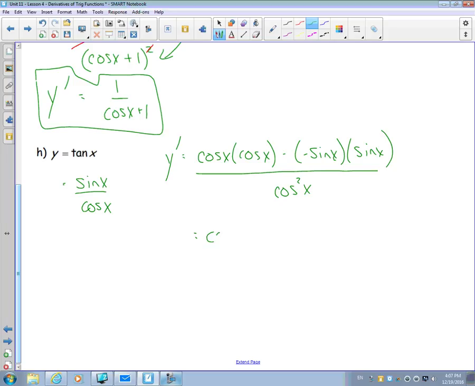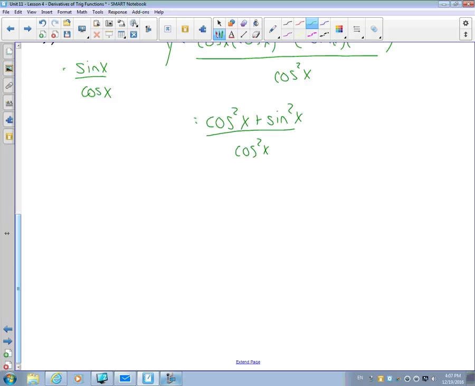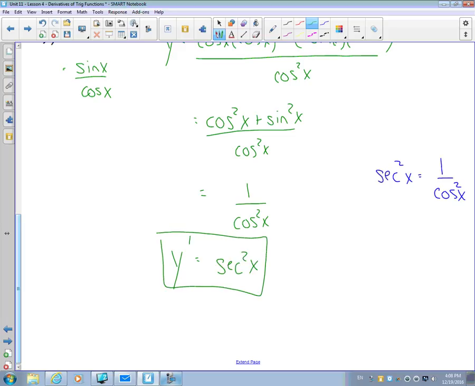What can we do on top? Well, we can simplify cos squared plus sine squared. The bottom is just cos squared. And what is cos squared plus sine squared? Well, that's one of our identities we just talked about. That's 1 over cos squared, which, if you remember, is related to a reciprocal identity. You may remember the idea of a secant being 1 over cos. Or if I square it, then I square it. So the derivative for tan x is actually secant squared.